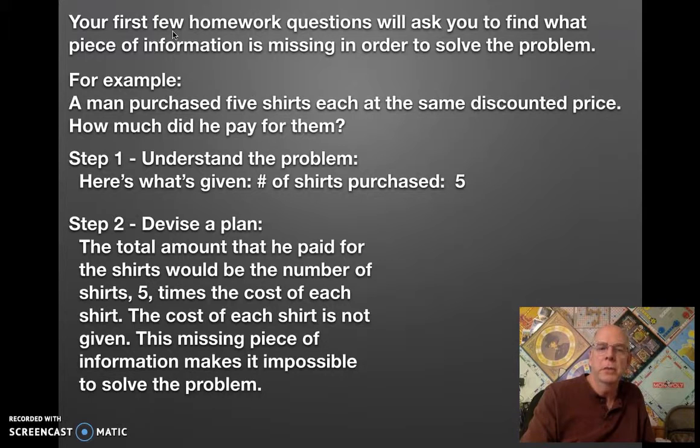Step 2, devise a plan. The total amount that he paid for the shirts would be the number of shirts, 5 in this case, times the cost of each shirt. But the cost of each shirt is not given to us. That's the missing piece of information that makes it impossible to solve this problem.